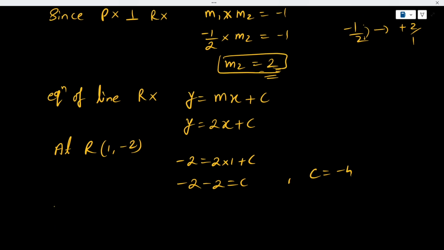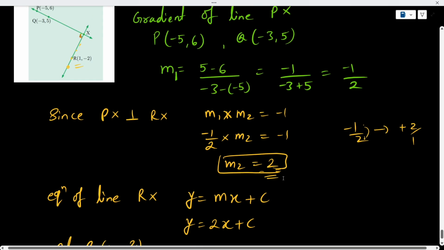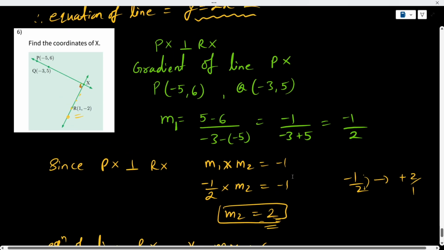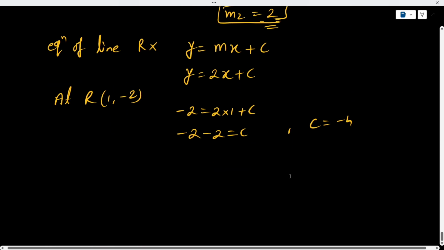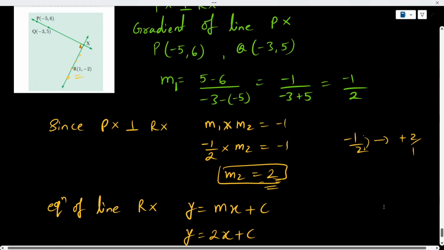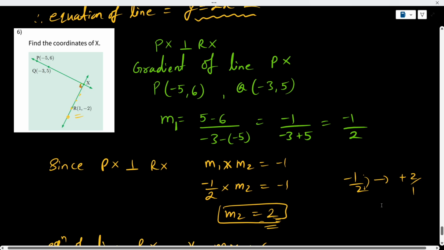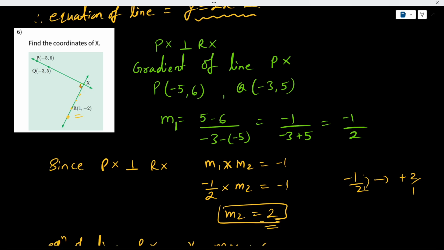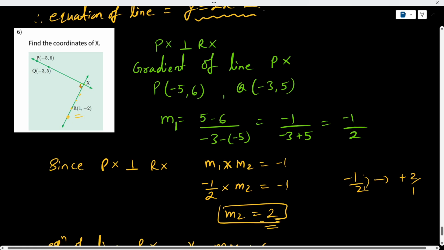So what is going to be the equation of the line? Because you need to find the coordinates of X. We are just finding the gradient first, and using the gradient we are going to find the two equations. So can I write y equals 2x minus 4. So this is your equation 2. And what was your equation 1? We did not find equation 1 yet, but to calculate the coordinates of X, we need to get equation 1 also.